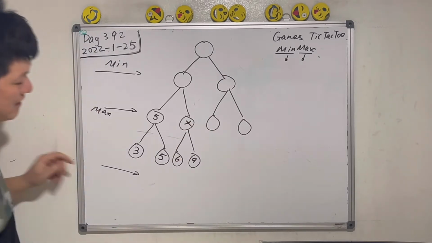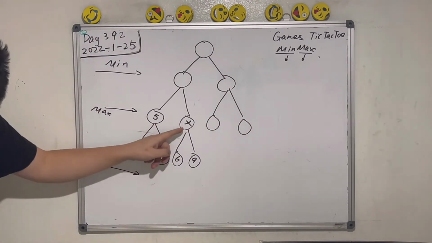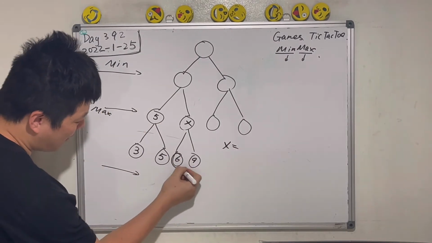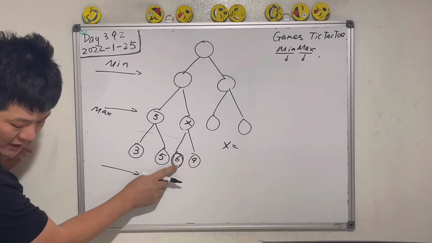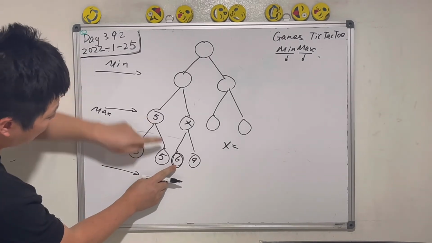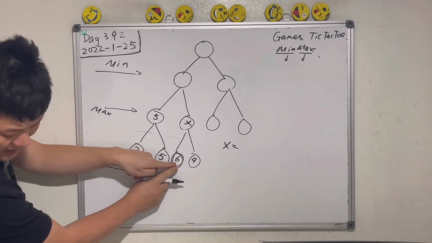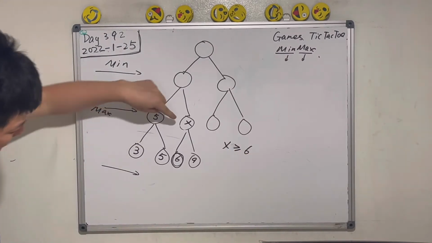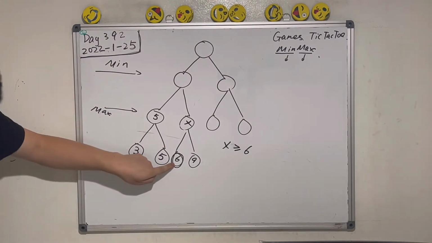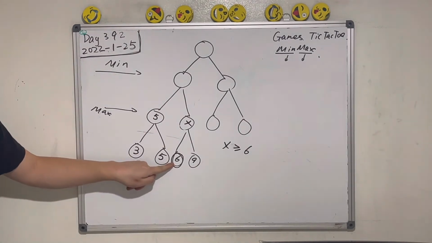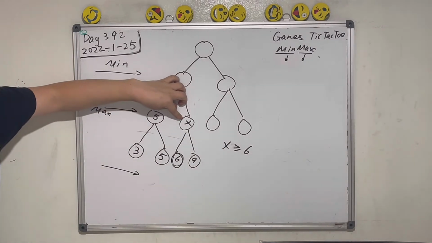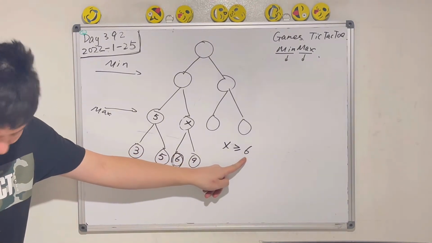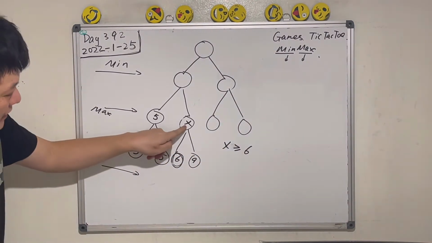I said this is x. Okay, so now x, we already have a 6 here. So we want x's maximum to be at least 6. Am I right? So x is at least 6. Make sense? Look, we have found a value 6 here. And at this level we're trying to maximize it. So x is bigger or equal than 6. X is bigger or equal than 6.